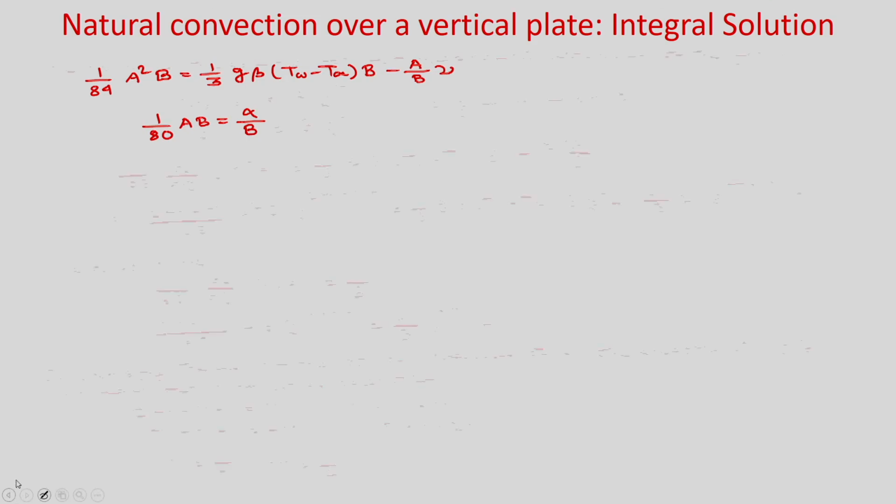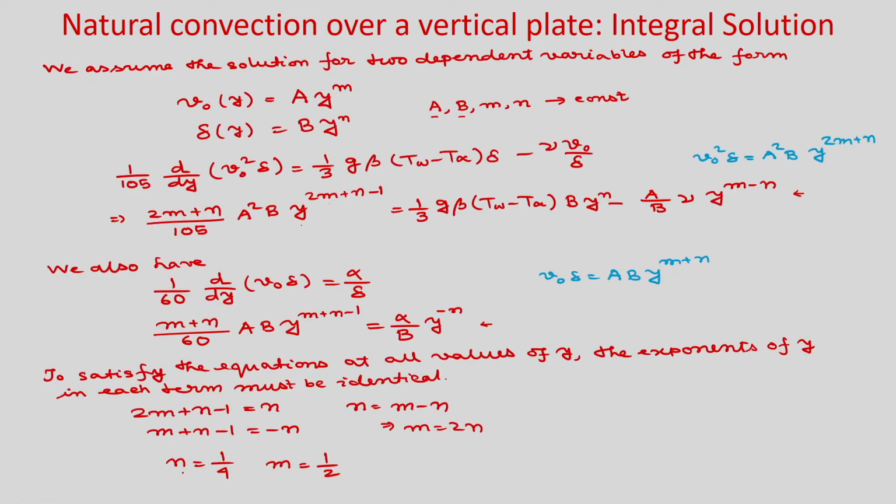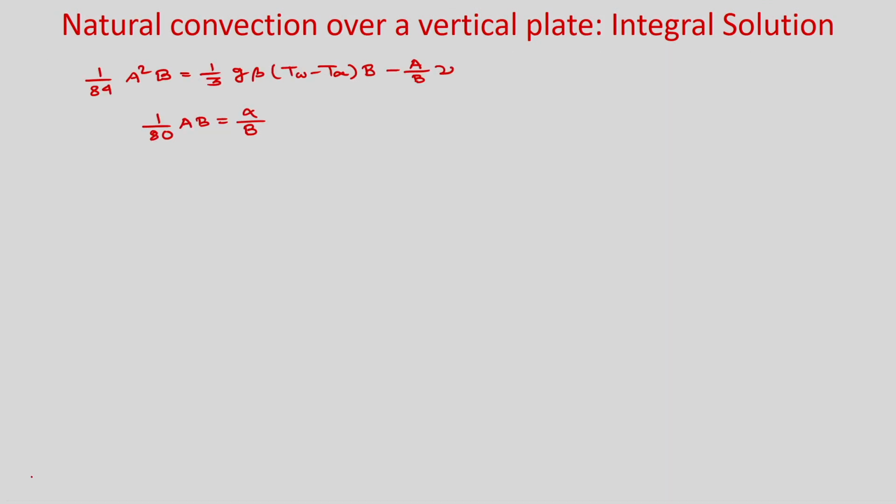So, what we are doing? We are substituting the value of m and n in this equation, and in this equation. From the first equation you are getting this, and from the second equation you are getting this. From here you can write a is equal to 80 alpha by b square, and this you substitute in the first equation.